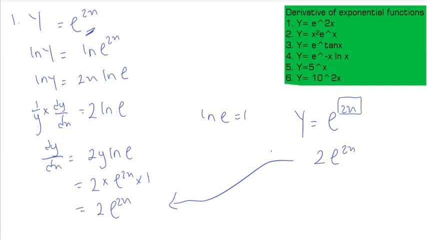So very quickly, whenever you get an exponential function where e is the base, you just differentiate the power, 2x, and then you get 2, and then you multiply it with the exponential function itself. So let's clean this and proceed.